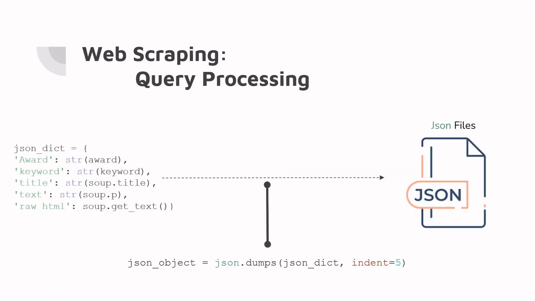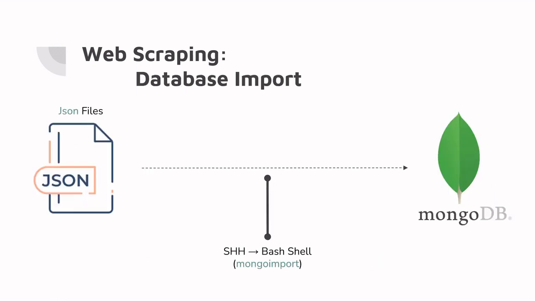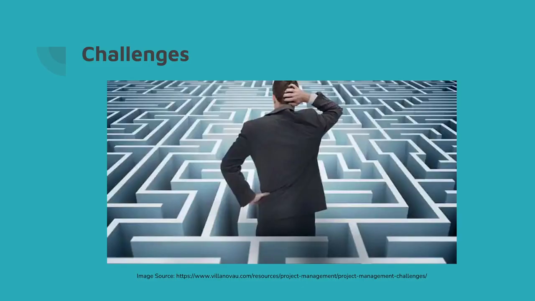We take that JSON dictionary and use the JSON library to dump it into a JSON object, which can be easily written out to a JSON file. The JSON file is then used with the bash shell that we are hosting our database on. We move it over to the shell, and then we import it into the database.